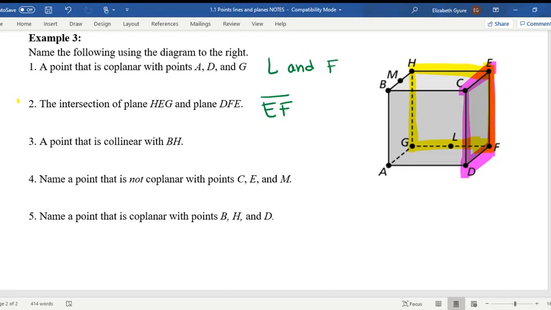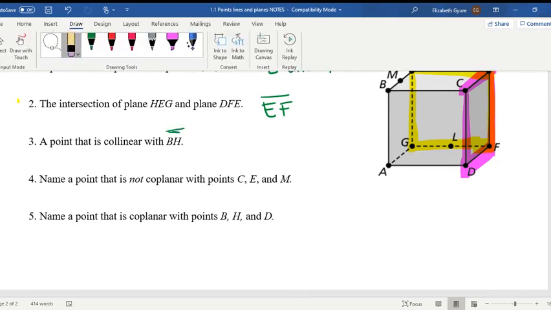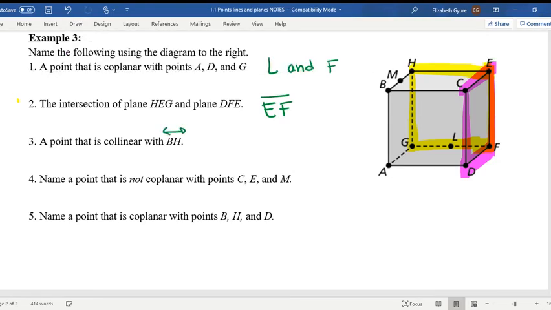Name a point that is collinear with BH, that should have a little segment or line bar on top of it. That's just a little typo here. So this should have a little line. And again, I know this doesn't have the arrows, but you have to remember that they technically extend on forever. So name a point that's collinear. Well, B is here, H is here. So the only other point on that line would have to be M. So that would be point M.